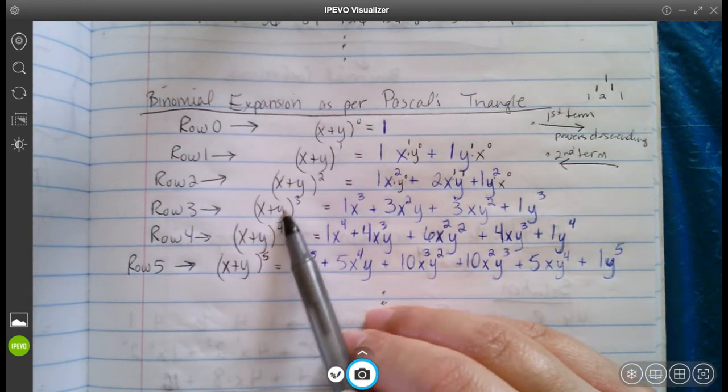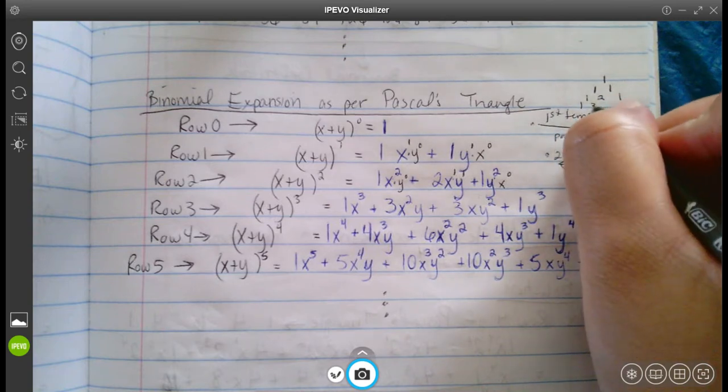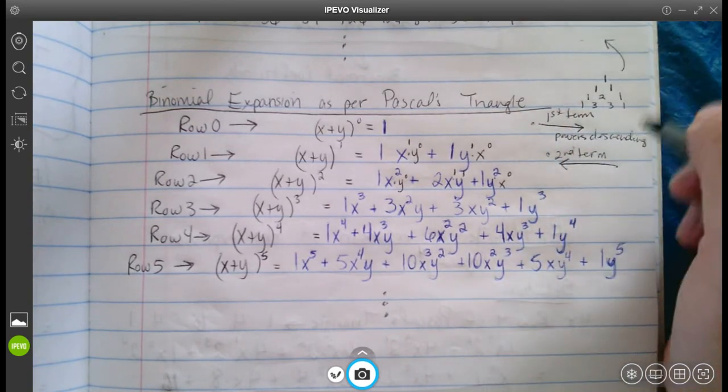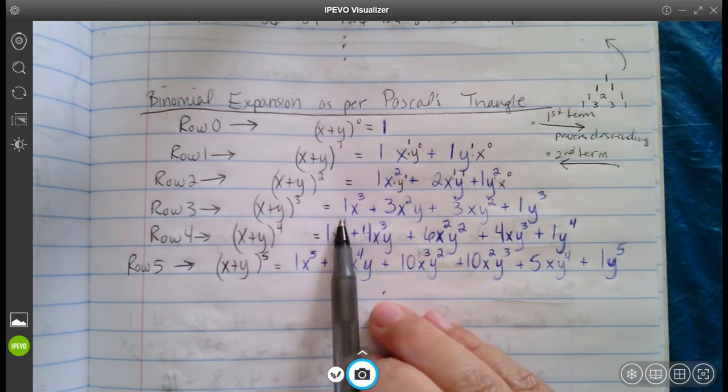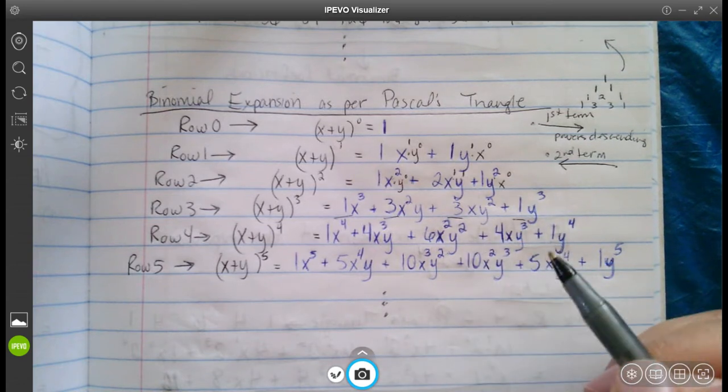Row 3, same deal. Now we have to the third power, so you'll notice the coefficients are now going to be 1, 3, 3, 1. And this is just the pyramid from up here, okay? I'm just kind of making a mini one. So we have 1, 3, 3, 1, okay?